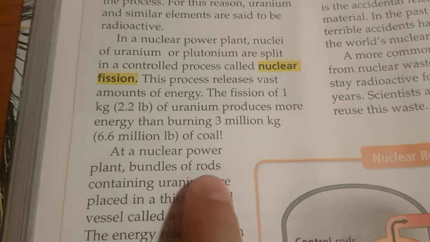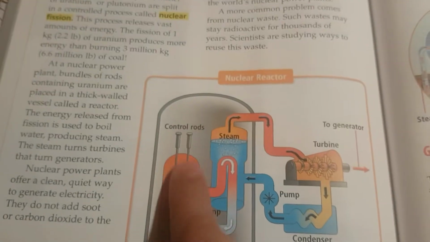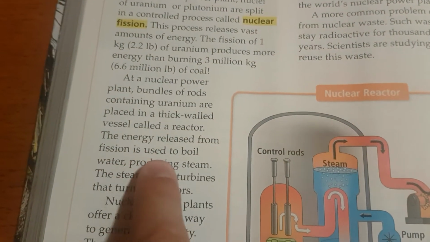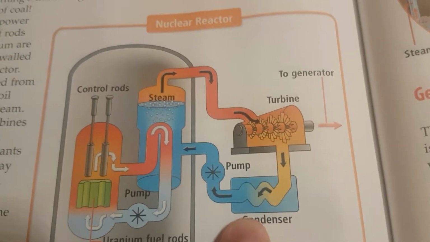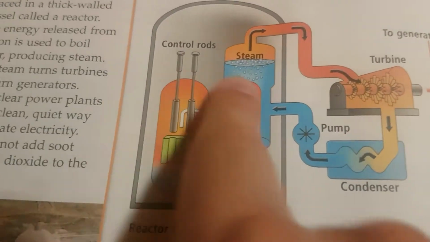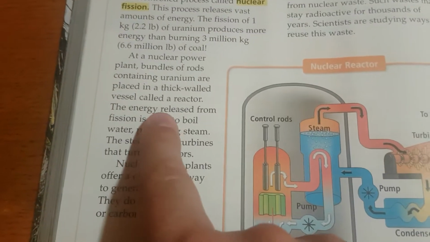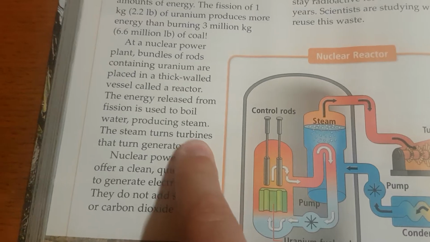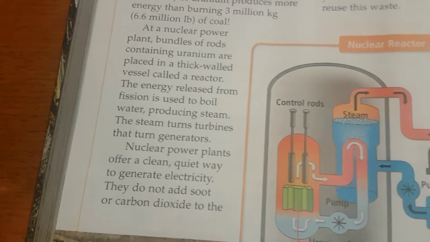At a nuclear power plant, bundles of rods containing uranium are placed in a thick-walled vessel called a reactor. The energy released from fission is used to boil water, producing steam. So, boils water, produces steam. The steam spins turbines. When the water cools down, they pump it back through, and they keep that cycle going. Okay, so energy released, boil water, steam turns turbines.